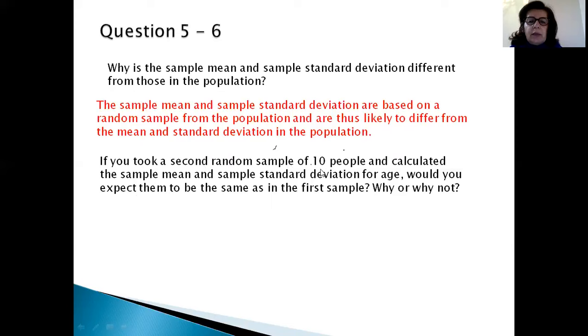If you took a second random sample of 10 people and looked at the same statistics, would we expect them to be the same as in the first sample? We wouldn't, because the second random sample of 10 people might be totally different 10 people, or some of them might overlap with the first sample. But it is a different set of 10 people. So the sample mean and the sample standard deviation for the second random sample are expected to be different.